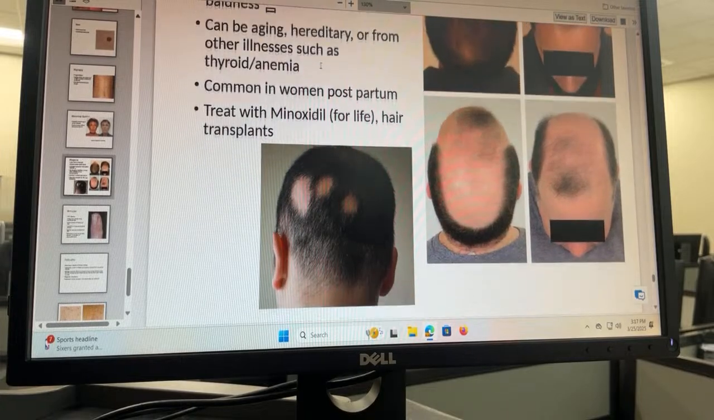For women, a common time for women to lose their hair is postpartum. Generally about 3 months postpartum, your hormones like all plummet, and then that causes your hair to fall out.